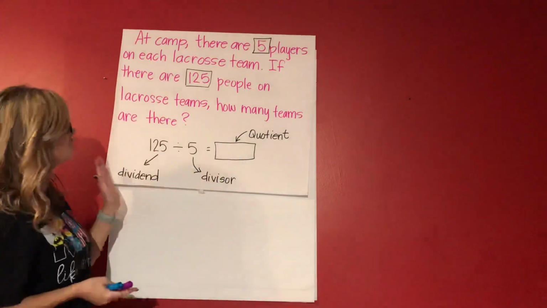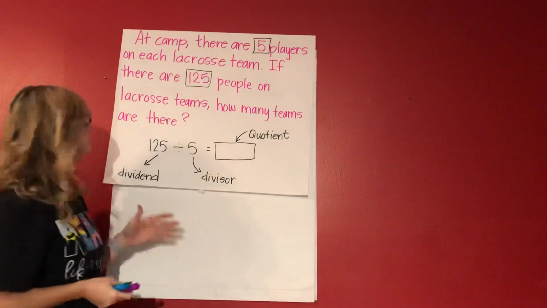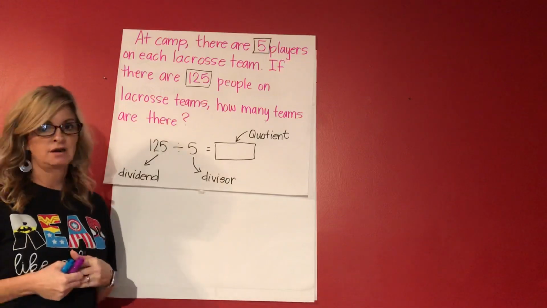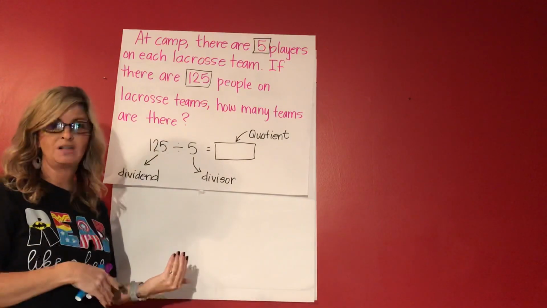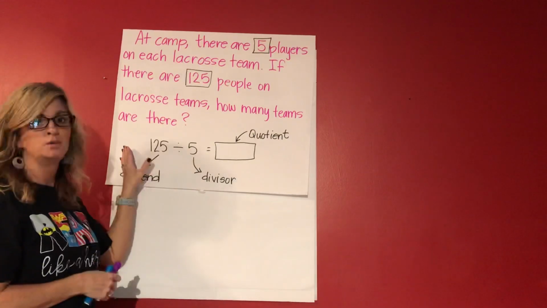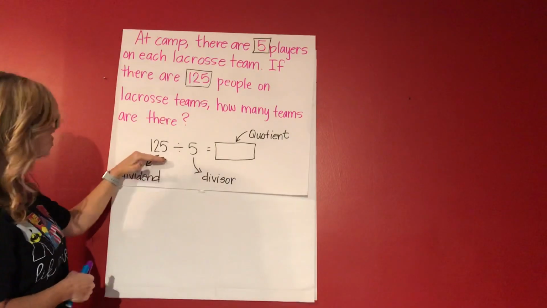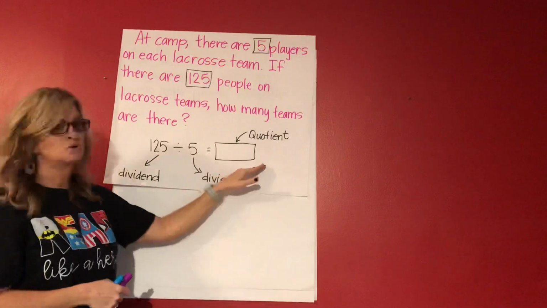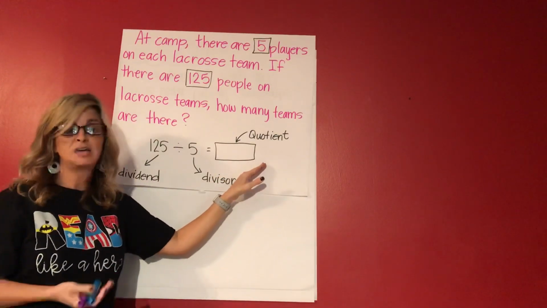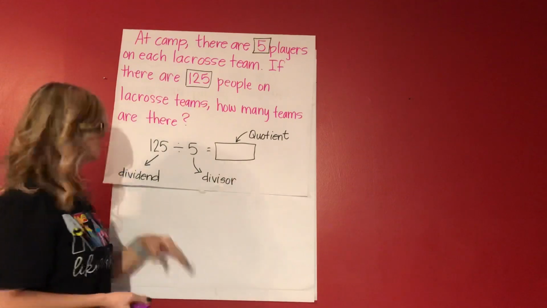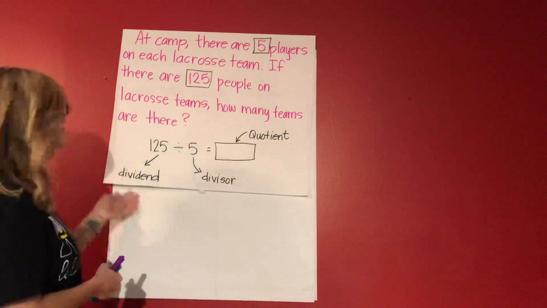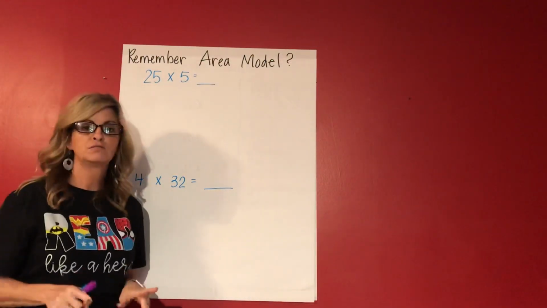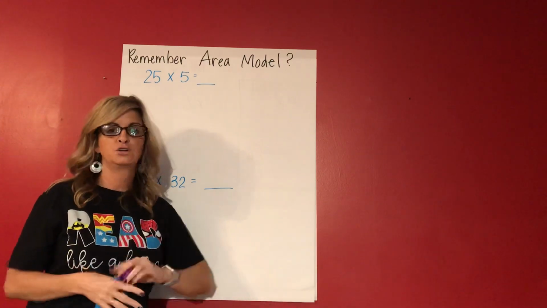So at camp, there are 5 players on each lacrosse team. If there are 125 people on lacrosse teams, how many teams are there? And of course, we discussed in the last video that our division problem, or our equation, would look like this: 125 people divided by 5 players in each group would give us our quotient and the answer to the question, which is how many teams are there. So just keep in mind that's the question, and you have that in your book, so I'm just going to take this down.